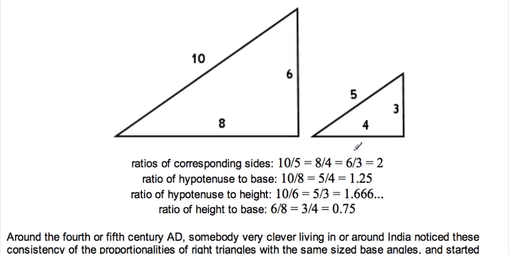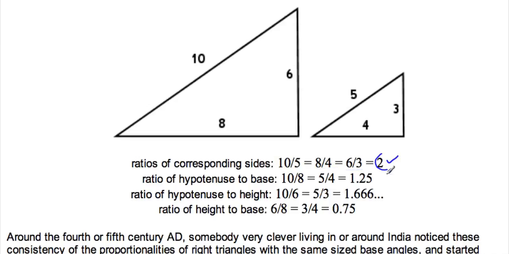How do we know this? If we look closely, the ratios of the corresponding sides, 10 over 5, 8 over 4, and 6 over 3, have a ratio of 2. So they are all in proportion.